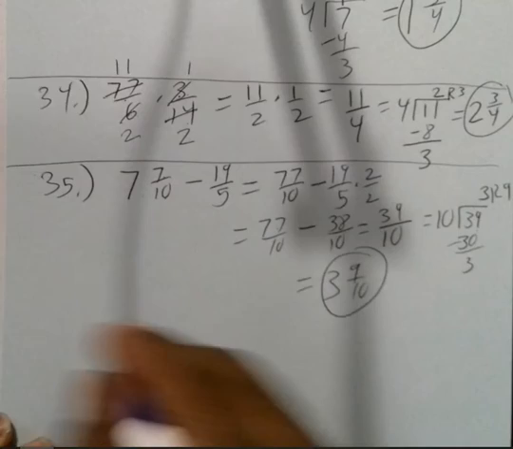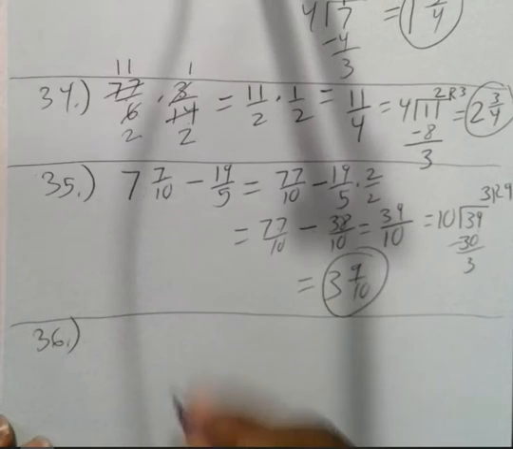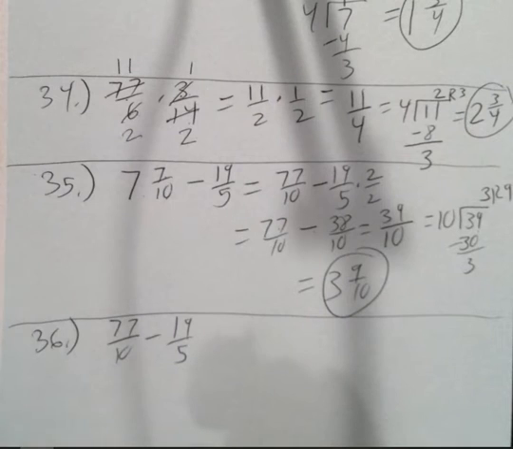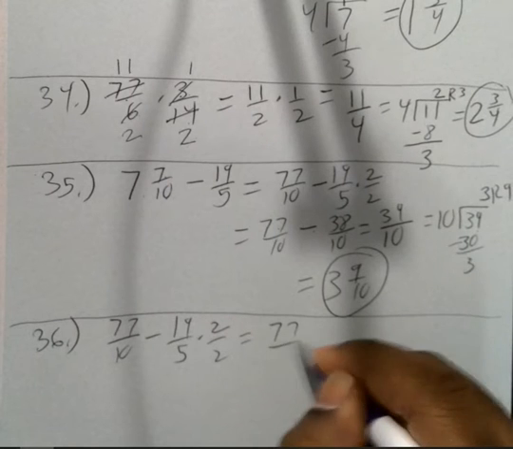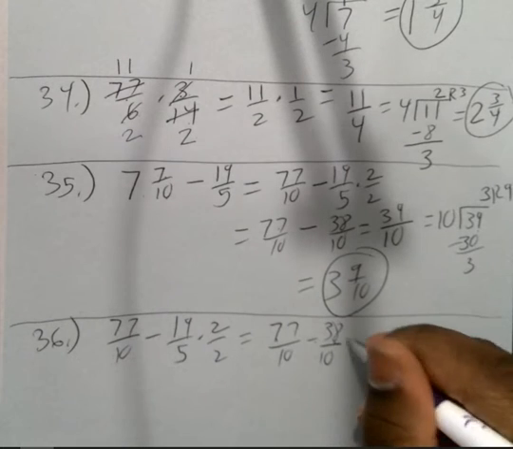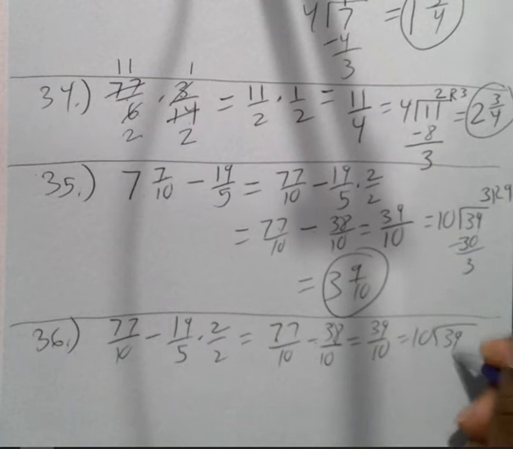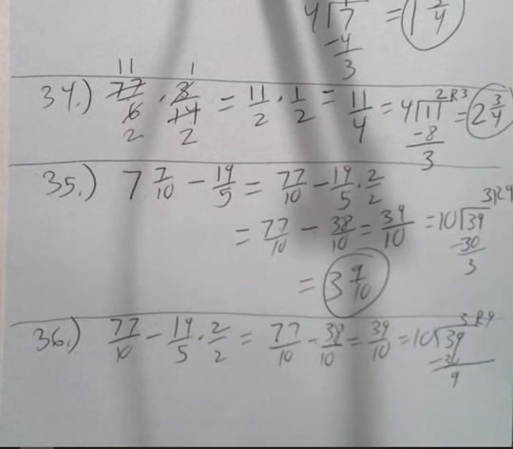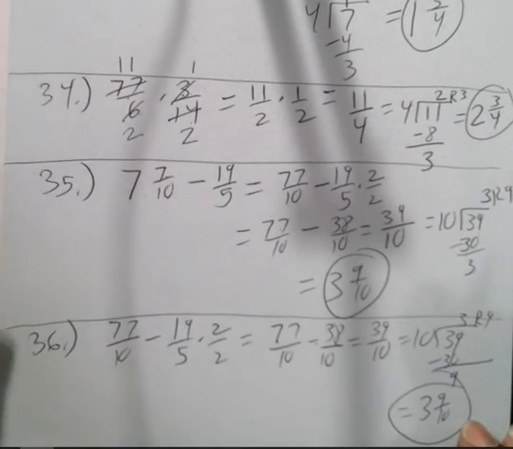Now, we will go to problem 36. Problem 36, 77 over 10 minus 19 over 5. Again, basically it's the same. So when you said that the answer was the same, you were correct. So minus 38 over 10. 77 minus 38 is 39 over 10. 10 into 39, we know we got 3 with a remainder of 9. And I'm speeding through this because we just went over this in 35. So it's 3 and 9/10. Same thing that we had.